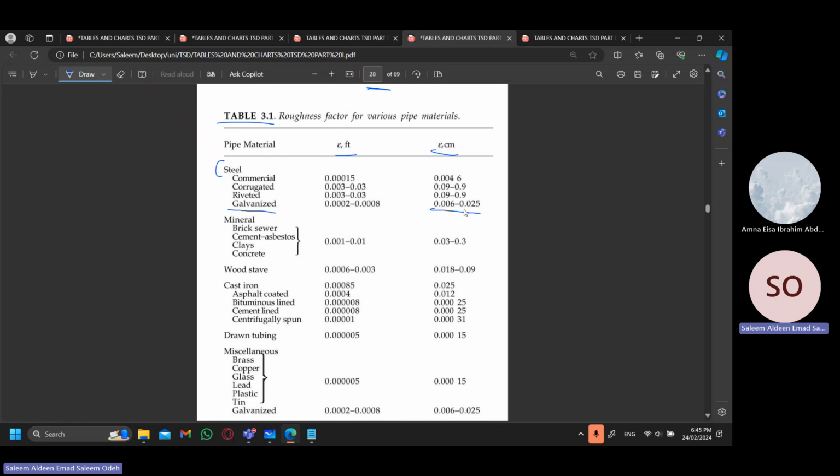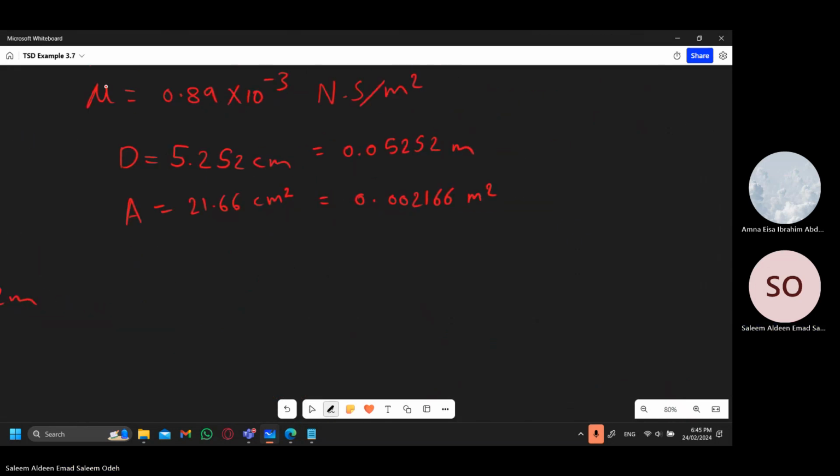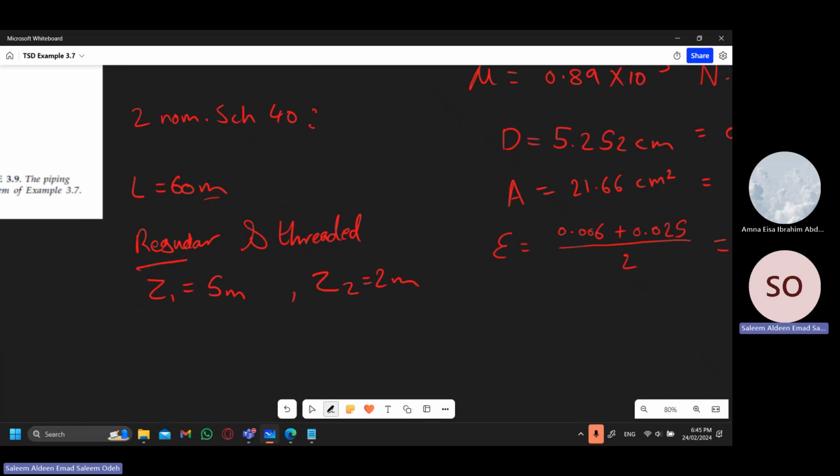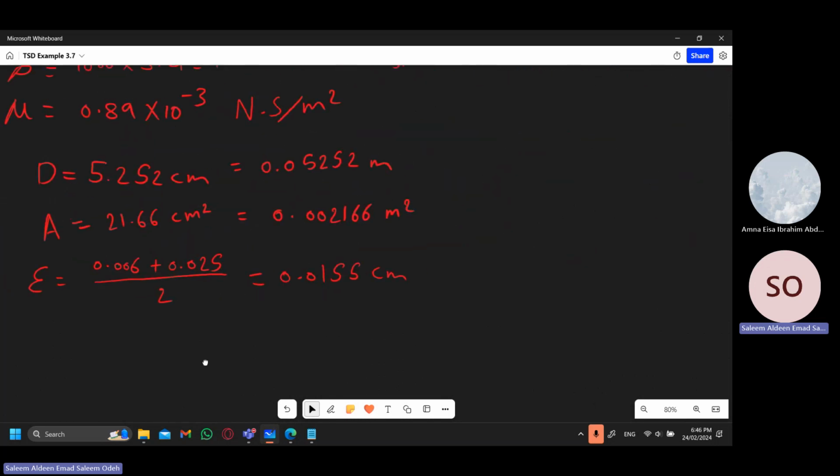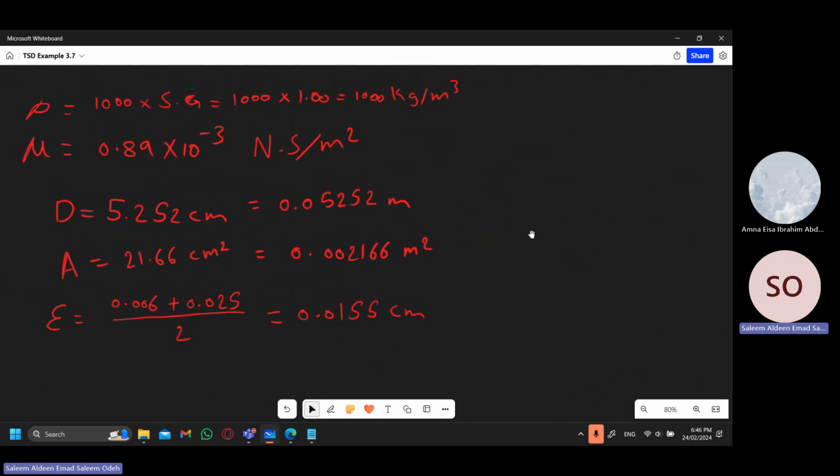Now, in the roughness table, when you have a range like we do now, we won't take either one of them. What we will do is find the average between those two values. So epsilon for us would equal 0.006 plus 0.025 over 2, which would give us 0.0155 centimeters. Now in the question, they gave us regular and threaded, which would help us in finding the K value, but we will come to that later. So this is all the information that we were able to get with just reading the question.